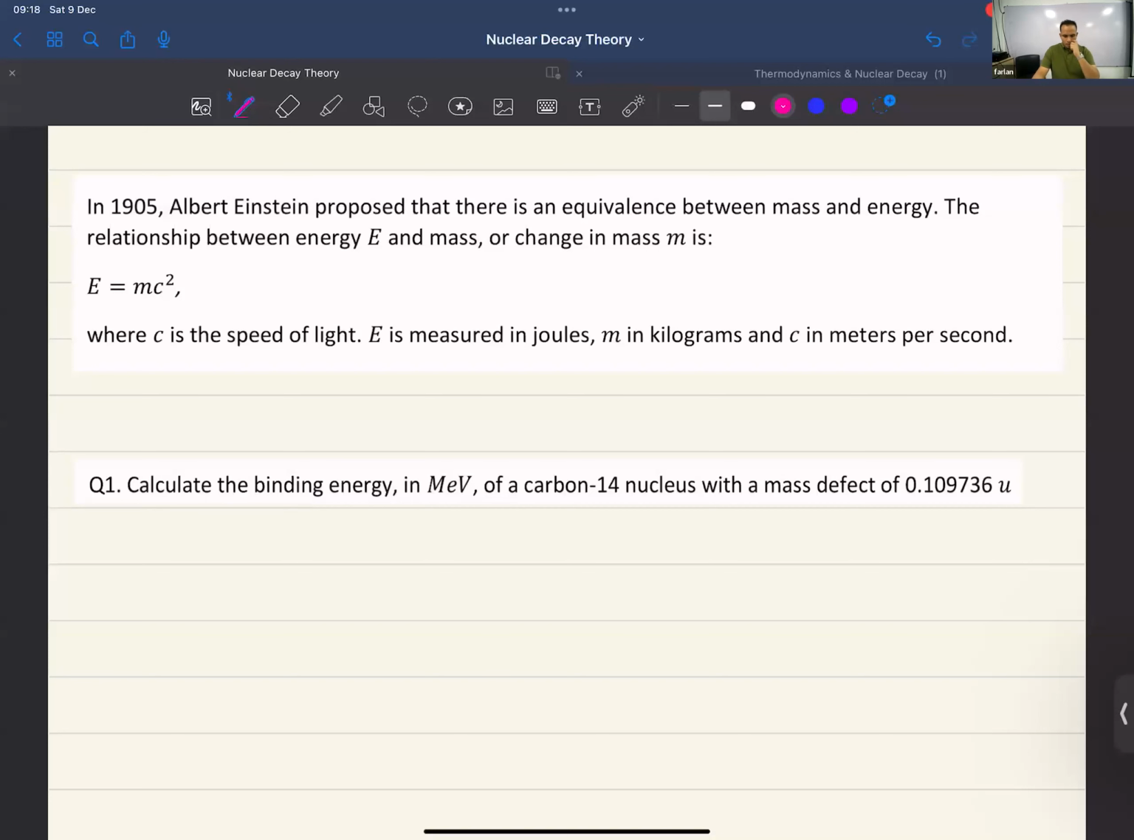Right. You guys write down a question. Calculate the binding energy in mega electron volts of a carbon-14 nucleus with a mass defect of 0.1097360.